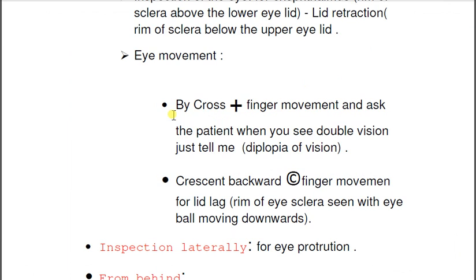Again, eye movements by cross finger movement, and ask the patient to follow your finger. If he sees double vision, please tell me. Crescent backward or C finger movement for lid lag. Make the patient follow your finger while you are moving your finger in crescent shape. If there is a rim of eye sclera seen with the eyeball moving downwards, the patient has lid lag.